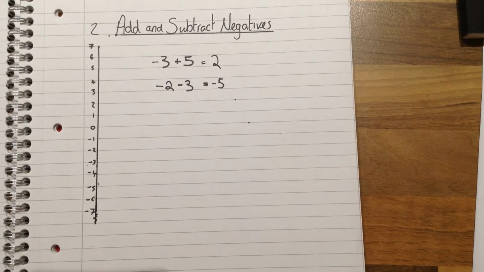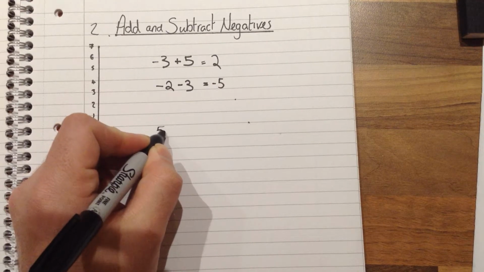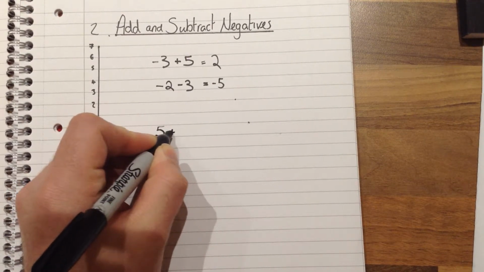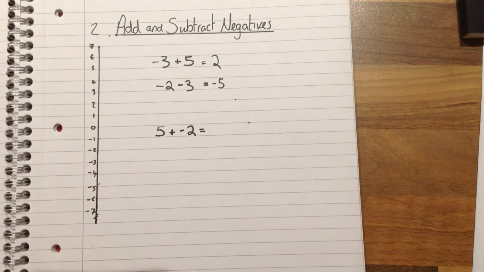So the next section is where instead of just moving up or down the number line, we might need to adjust or change the question first. Could you write down this as our first example? 5 plus -2 equals. Now here we've got the slightly trickier scenario.